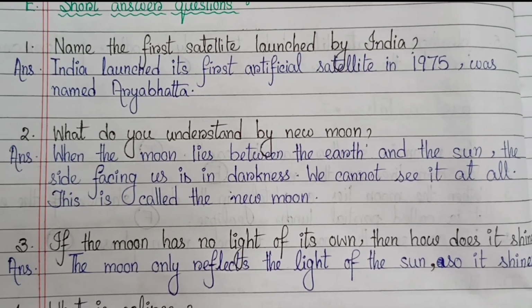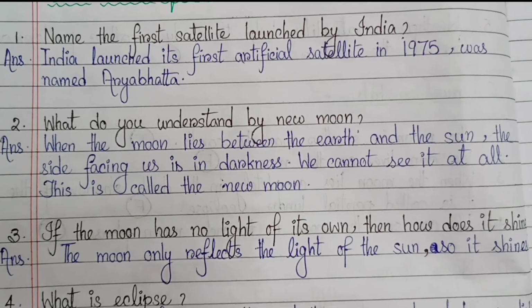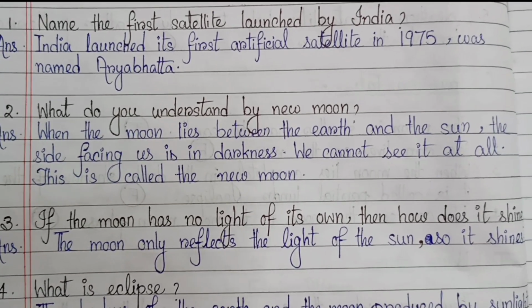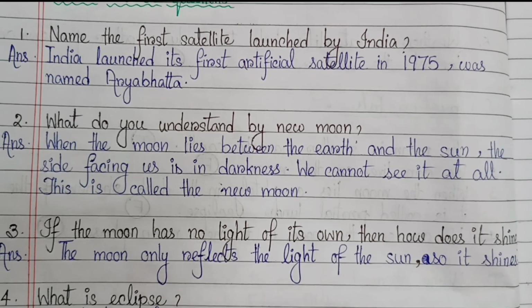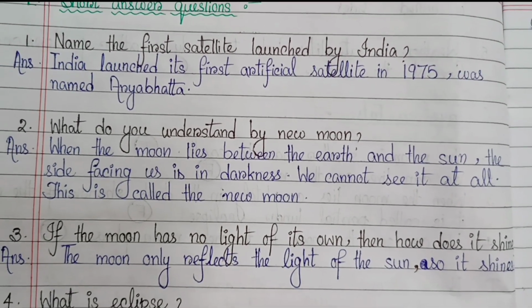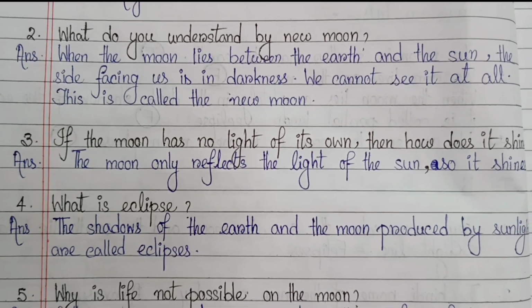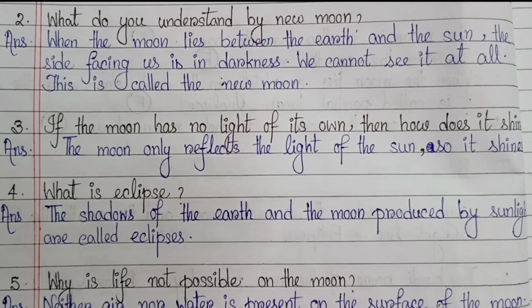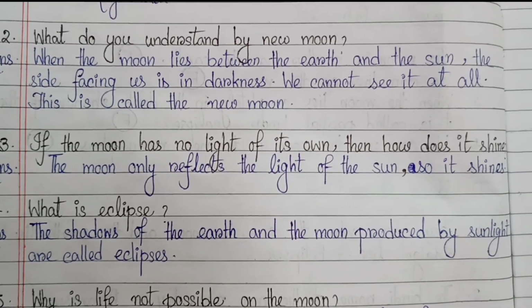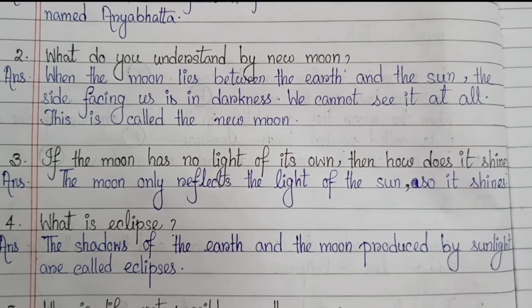Number 2, what do you understand by new moon? When the moon lies between the earth and the sun, the side facing us is in darkness. We cannot see it at all. This is called the new moon. Number 3, if the moon has no light of its own, then how does it shine? The moon only reflects the light of the sun, so it shines.